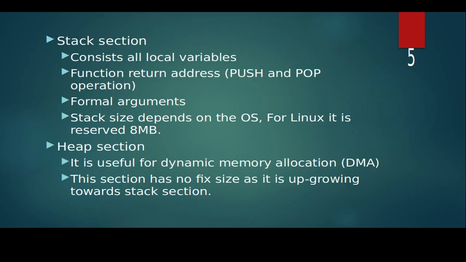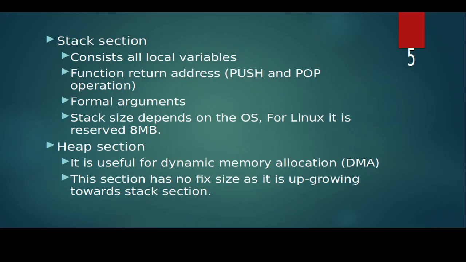So far we have discussed the four sections of the binary when it loads in RAM: stack, heap, code, and data. What is the use of the stack section? The stack section holds all local variables, like auto variables, whatever we declare. It also holds function return values. When one function is called from another function, the return value is stored in the stack section.